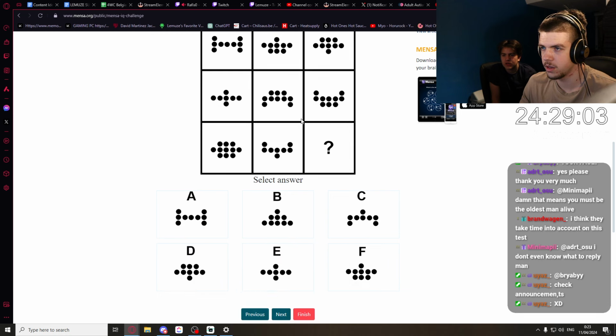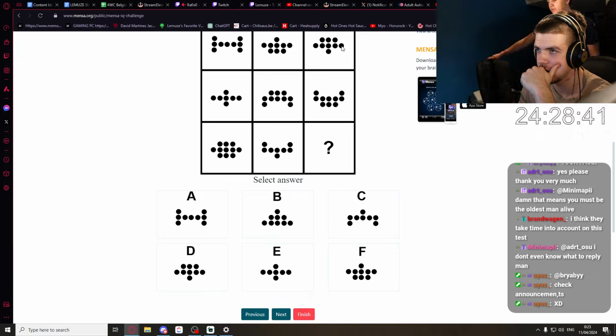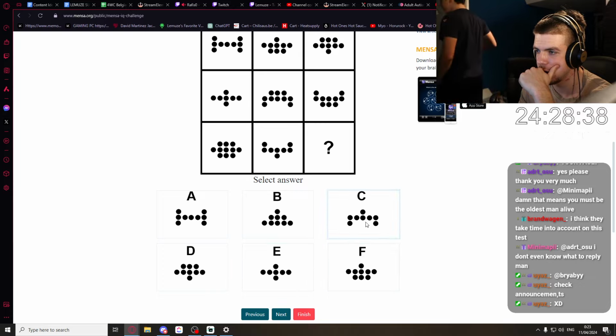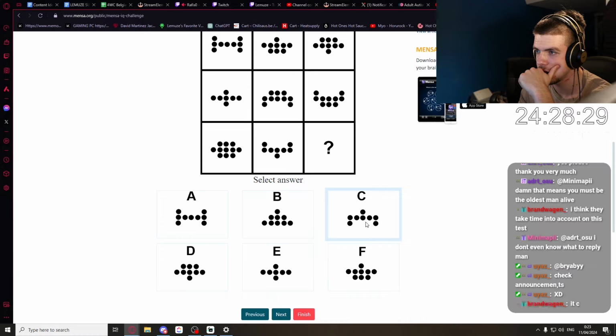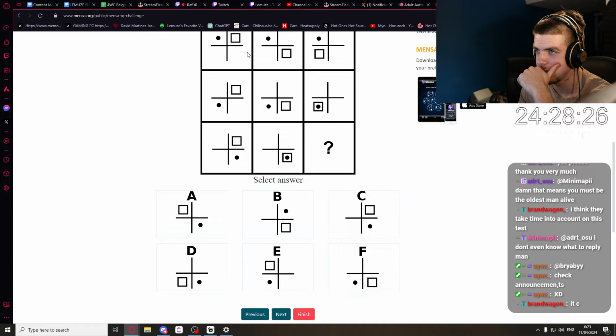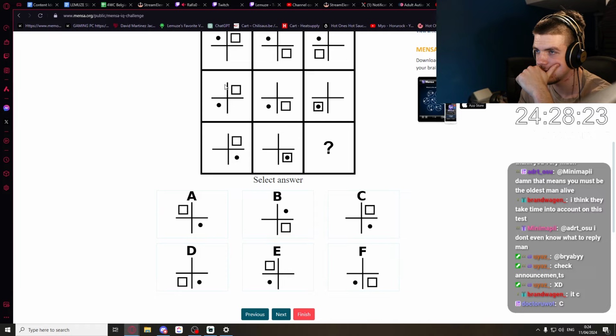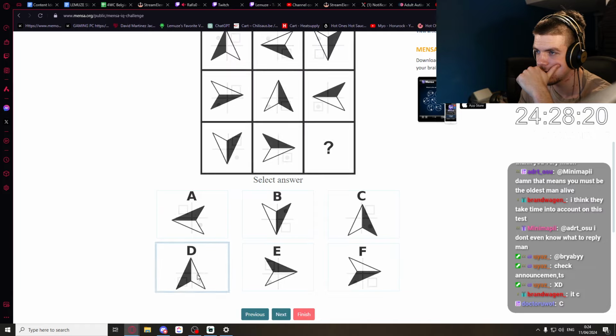Rotates and adds one. Wait, I'm already confused. This can be. What is this music, bro? So it's bottom. I think it's this one. This one rotates. It's not there. There we go.